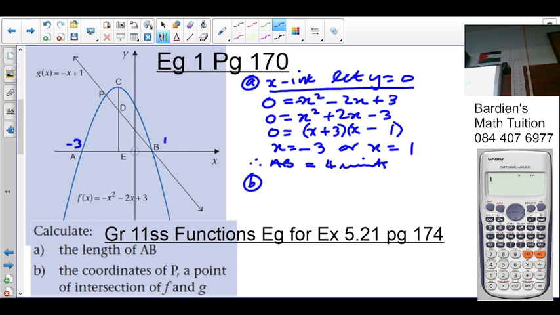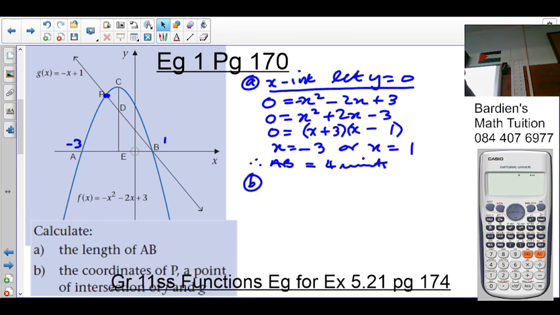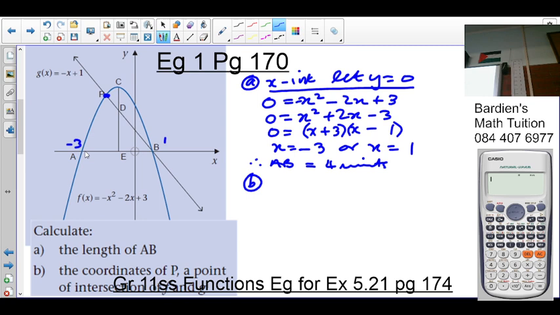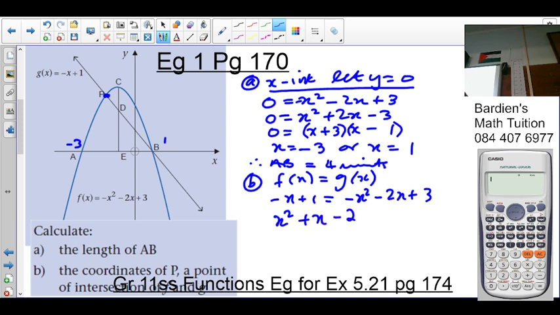So B says calculate the coordinates of P, a point of intersection of f and g. People, how do you calculate the points of intersection? Set the two graphs equal to each other. So the equation of g of x must be equal to the equation of f of x. So it's going to be negative x plus 1 is equal to negative x squared minus 2x plus 3. So we can solve for x, we give it to one side. So we get x squared minus x plus 2x is plus x, and 1 minus 3 is minus 2, is equal to 0.